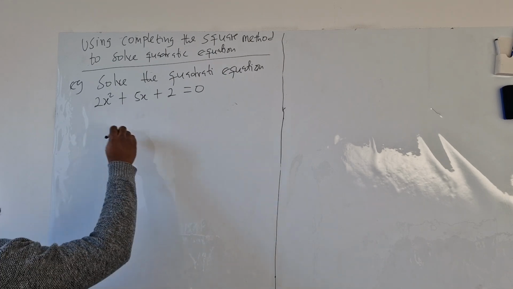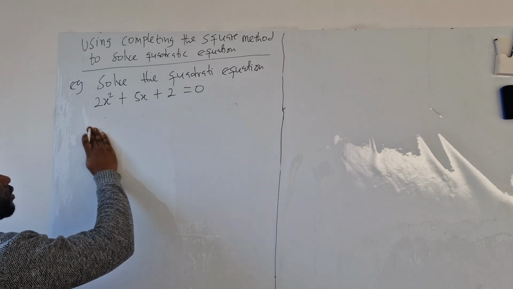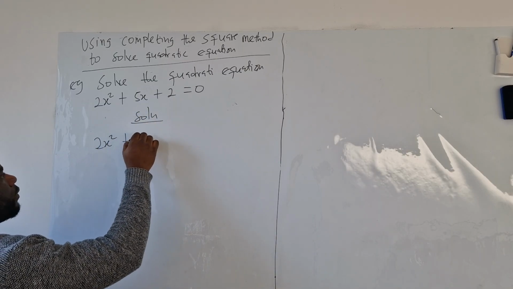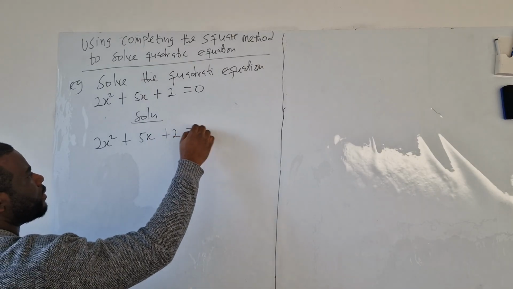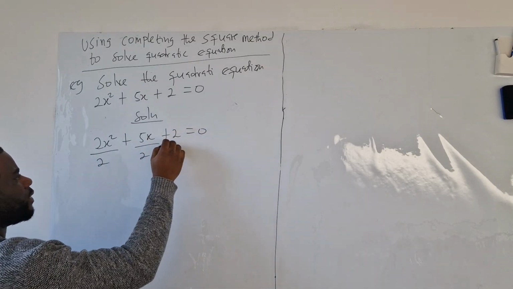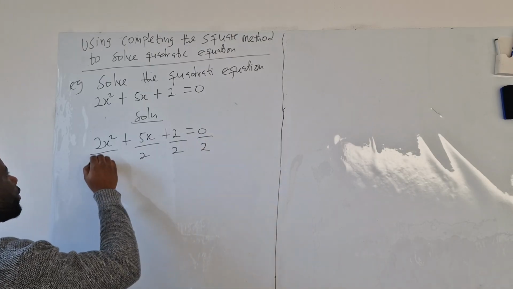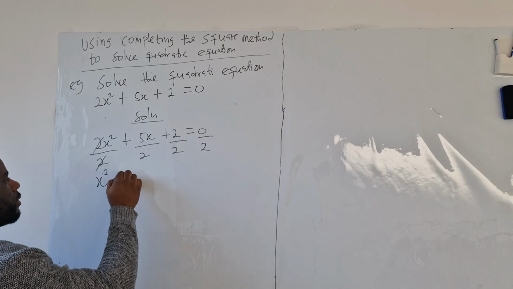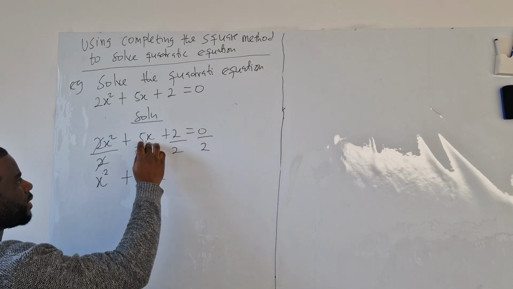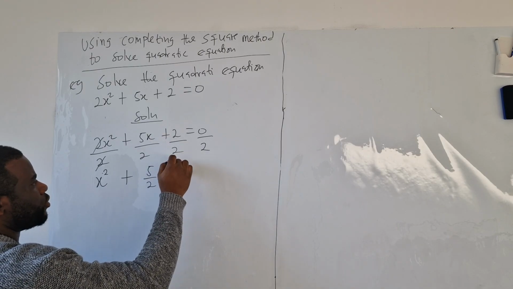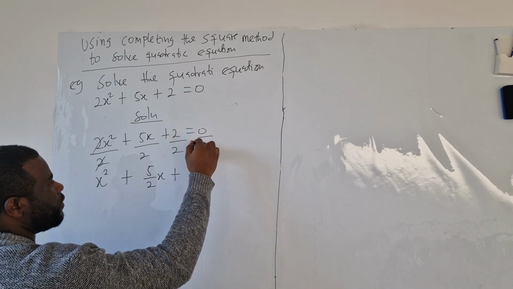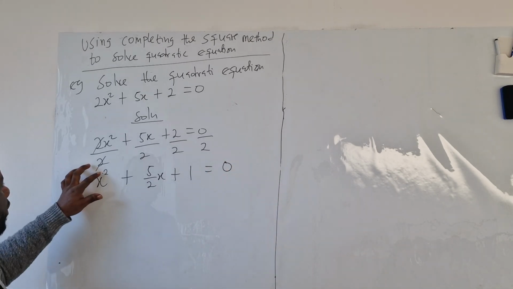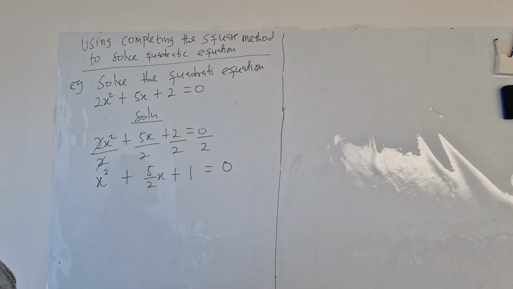At this point, the coefficient of x squared is 2. So we are going to divide each term by 2. This cancels, x squared is left, plus 5 on 2 x, plus 2 on 2 is 1, and 0 over anything is 0. Good. So at this point, we are able to make the coefficient of x squared become 1.